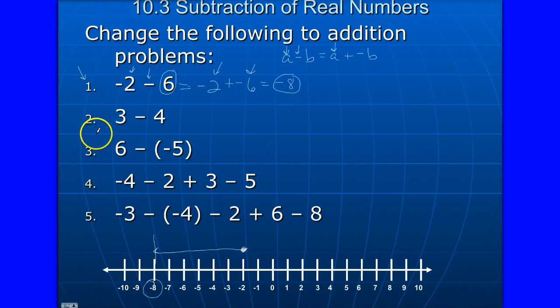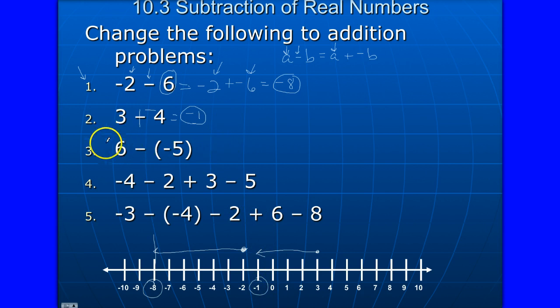All right, take a look at number 2. Number 2 is actually a little easier, I think, than the last one, but it's 3 take away 4. So if we change that to plus -4, we can see that the answer is really -1. Okay, 3 minus 4. You're at 3, you take away 4. You go to the left 4, you end up, in that case, at -1.